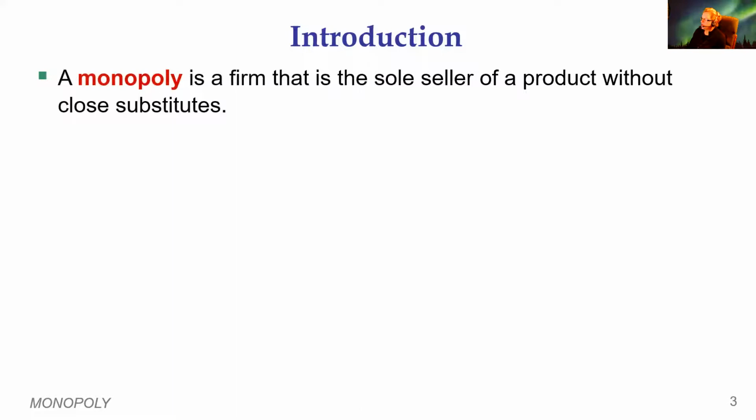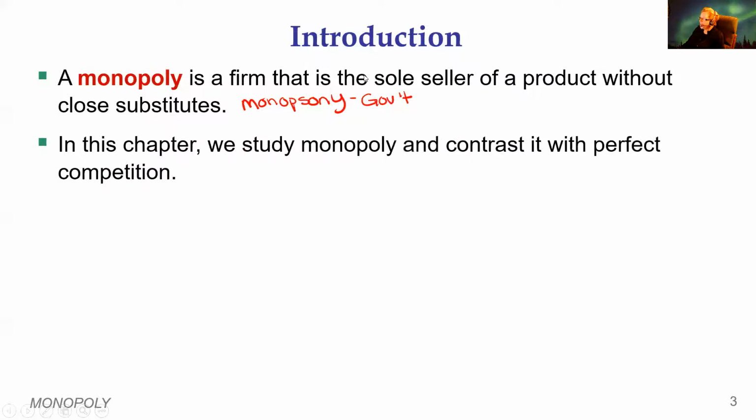Okay, so a monopoly is one and only one seller without any substitutes. There's another term that we use sometimes in economics called a monopsony. And this is when there's only one buyer. So it might be the government, for example. That might be a monopsony. And that's where all the power lies in this particular monopsony. Okay, but we're interested mostly in monopolies.